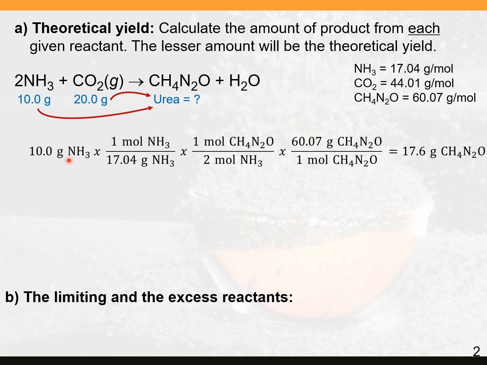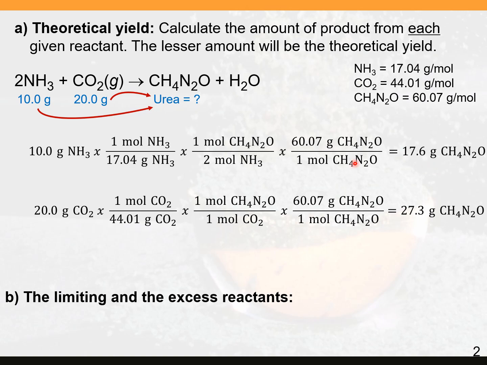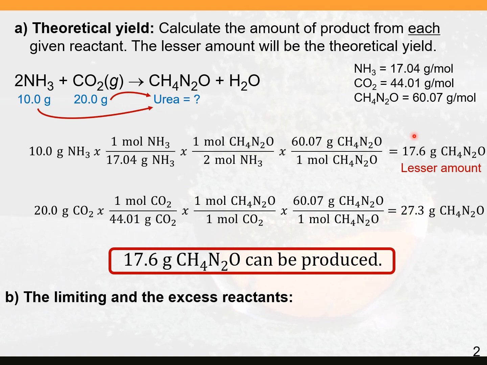Starting with 10 grams of ammonia, mass is converted to moles, then to moles of urea, then to mass of urea. The calculated mass is 17.6 grams of product. The same conversion is done starting with 20 grams of carbon dioxide, resulting in 27.3 grams of urea. The lesser of these amounts is 17.6 grams, which is the theoretical yield.